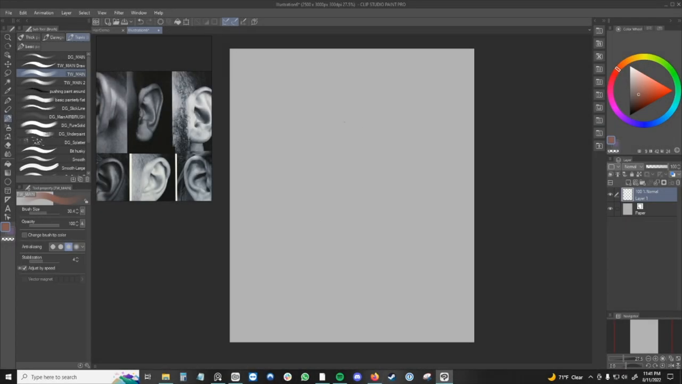Okay, so we are going to be talking about ears. And ears oftentimes look like a weird question mark. Maybe more like this. But then it goes this way. And there's a hole. And that's how you draw ears.